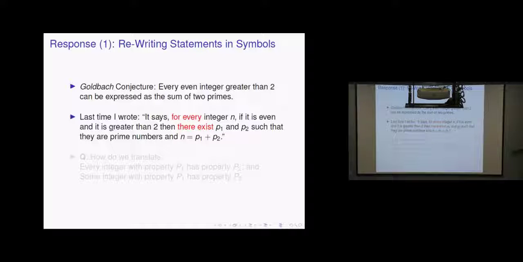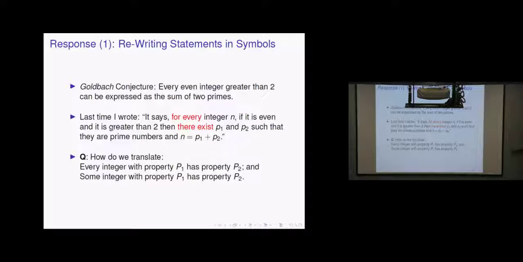Okay, so the statement is a famous statement. It's a conjecture in mathematics, still open. It's called the Goldbach conjecture. It says every even integer greater than 2 can be expressed as the sum of two primes. We talked about prime numbers last time, so I will not repeat. So last time I wrote something like this. The emphasis is, there's a for all quantifier and there is an existential quantifier. But somehow this is not very clear, so let's do it again.